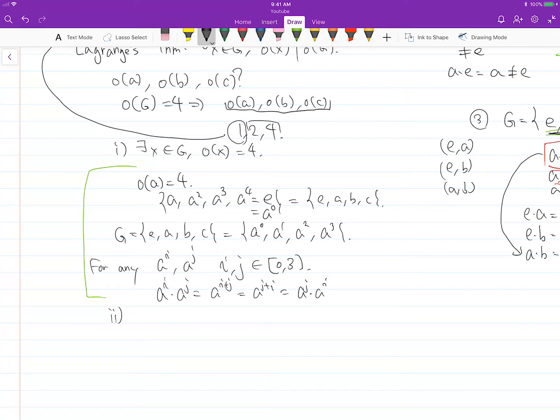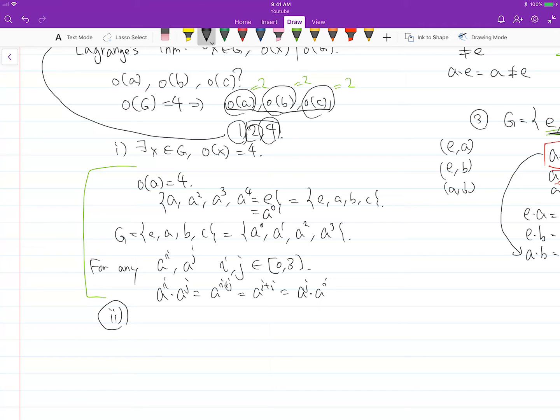So going back, each non-identity element has order either 2 or 4. And then we assumed, in this case, that there was an element of order 4. And then in this second case, we're going to assume that there is no element of order 4. That means every non-identity element has order 2.